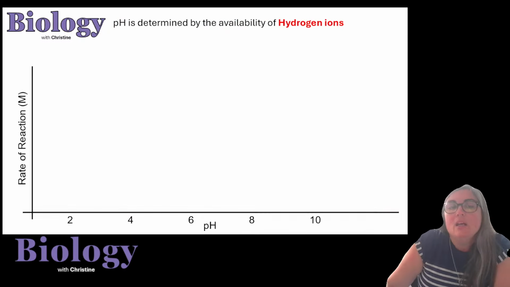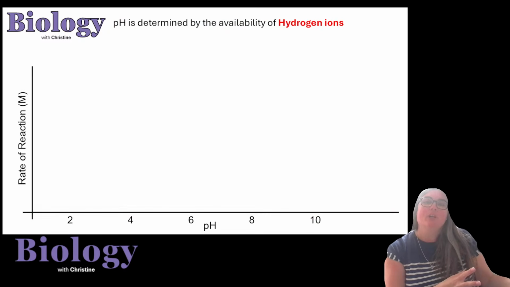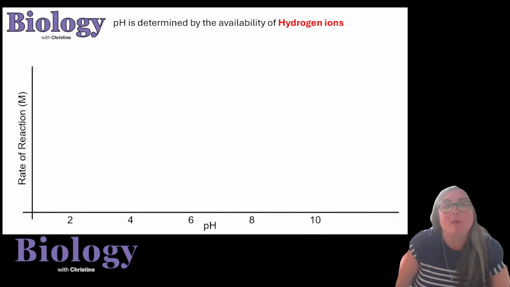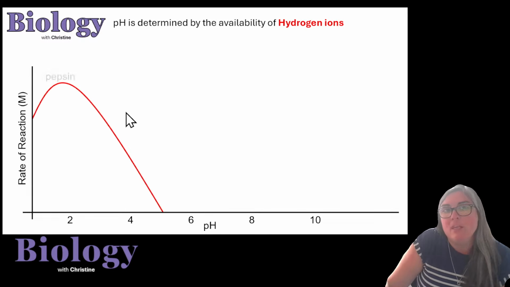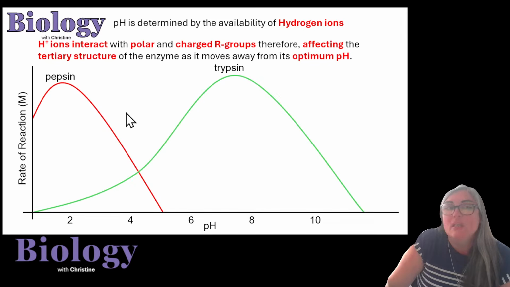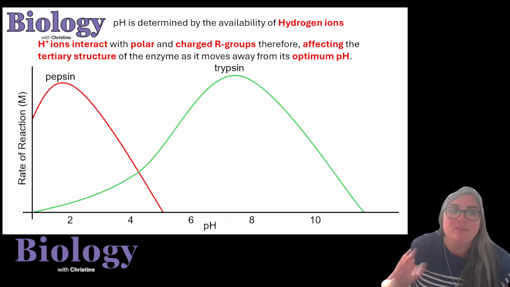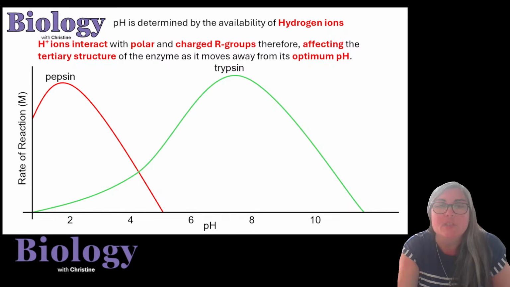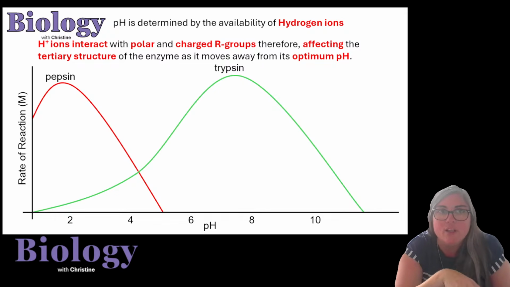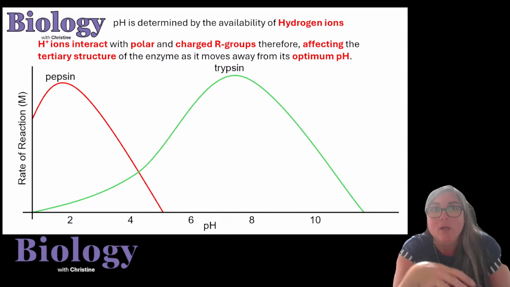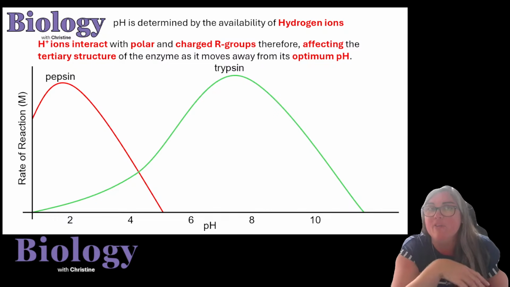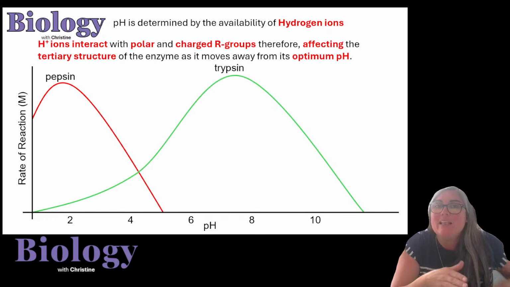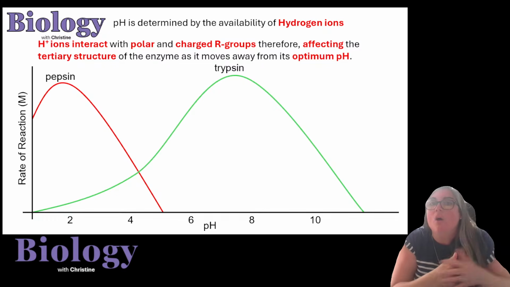And then if it's not about the temperature and the sensitivity to temperature, it could be talking about the pH, and so it may be that you're looking at different enzymes and how they are affected. If you have different enzymes, they are potentially going to have different optimums, and if we go away from the optimum, are we affecting the structure? So we know that the hydrogen ions are going to interact with polar and charged R groups, therefore affecting that tertiary structure as we move away on both sides of the optimum.